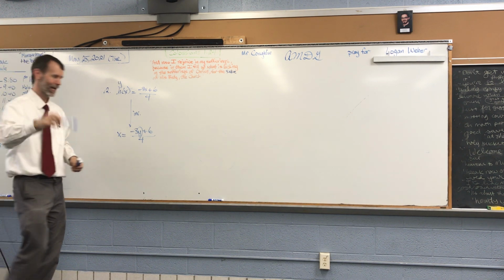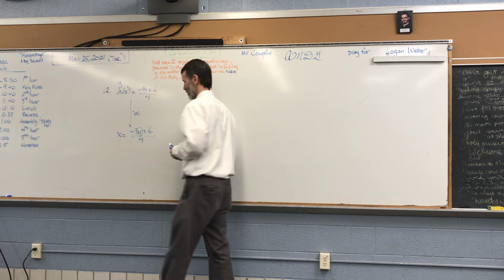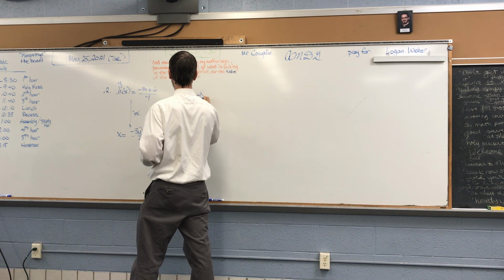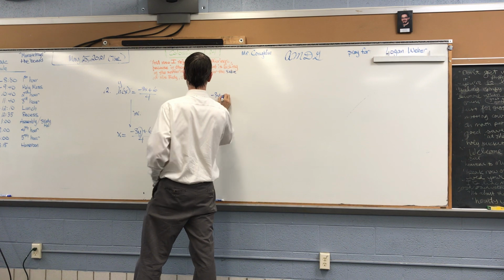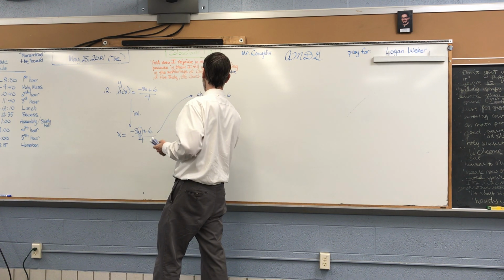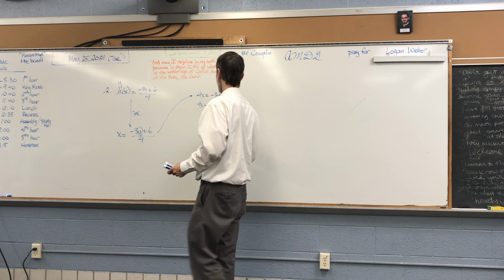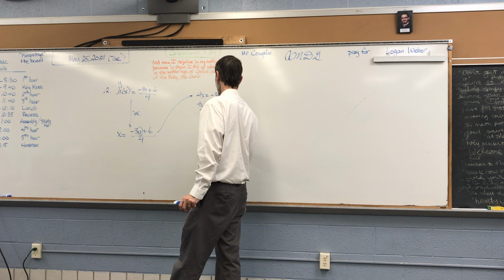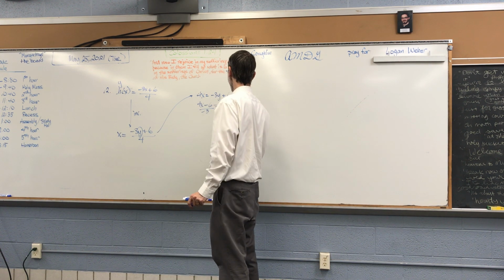Go for it. Solve. So you can multiply 4 by the side. Okay, so we get 4x equals negative 3y plus 6. Subtract 6. Okay, so 4x minus 6 equals negative 3y. Divide by negative 3. Cancels out. Okay, so y equals what? 4x minus 6 over negative 3.